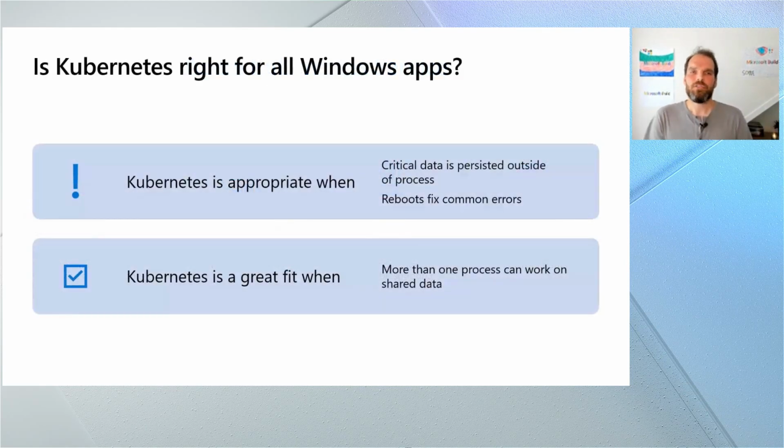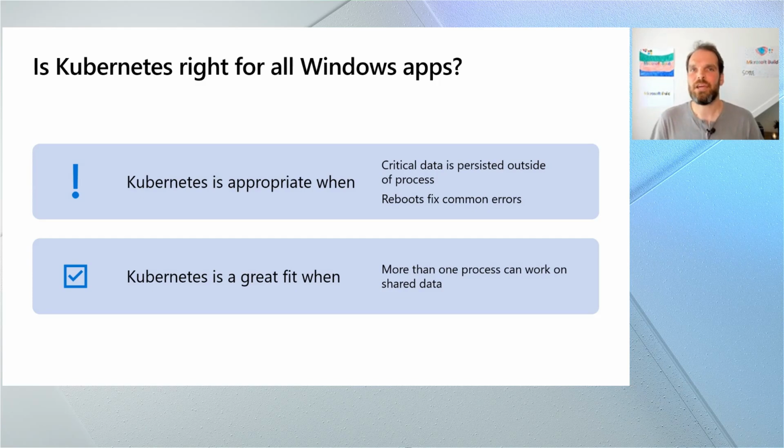So is Kubernetes the right choice for all your Windows applications? Well, it is not for all applications, but there are a few things you can look out for in terms of how your existing applications work, and how you could potentially refactor those applications to be good candidates. Now, Kubernetes is definitely appropriate if your applications have all the critical data persisted outside of their processes, and basically have the application work in a way so that a reboot does not cause any data loss.